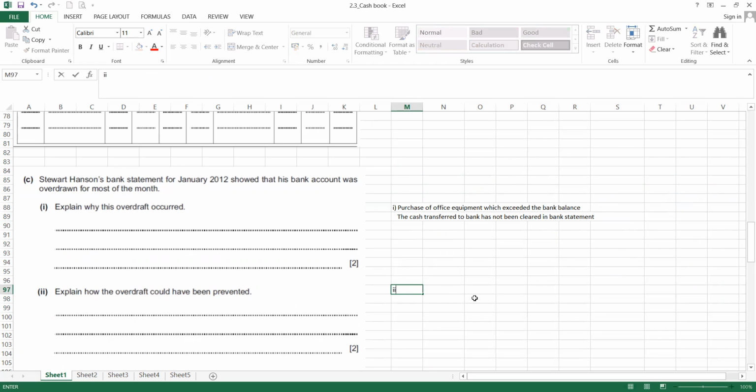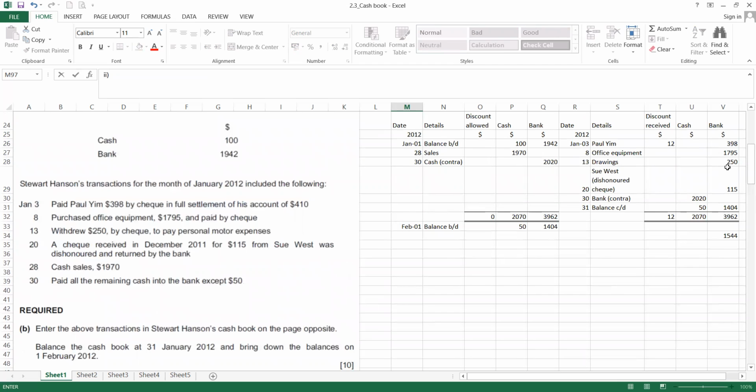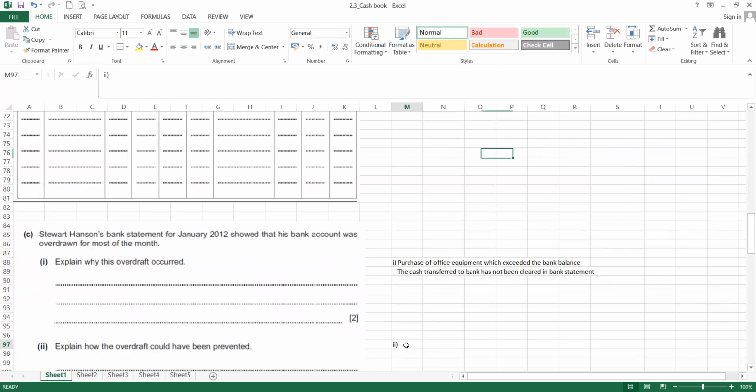Number two, explain how the overdraft could have been prevented. So how do we want to prevent the problem that we have overdrawn. One of the possibilities is we delay the payment. We delay the purchase. For example, this is a big amount. It's the easier one. We just delay it to the next month. So we can say delay the purchase of office equipment to the following month.